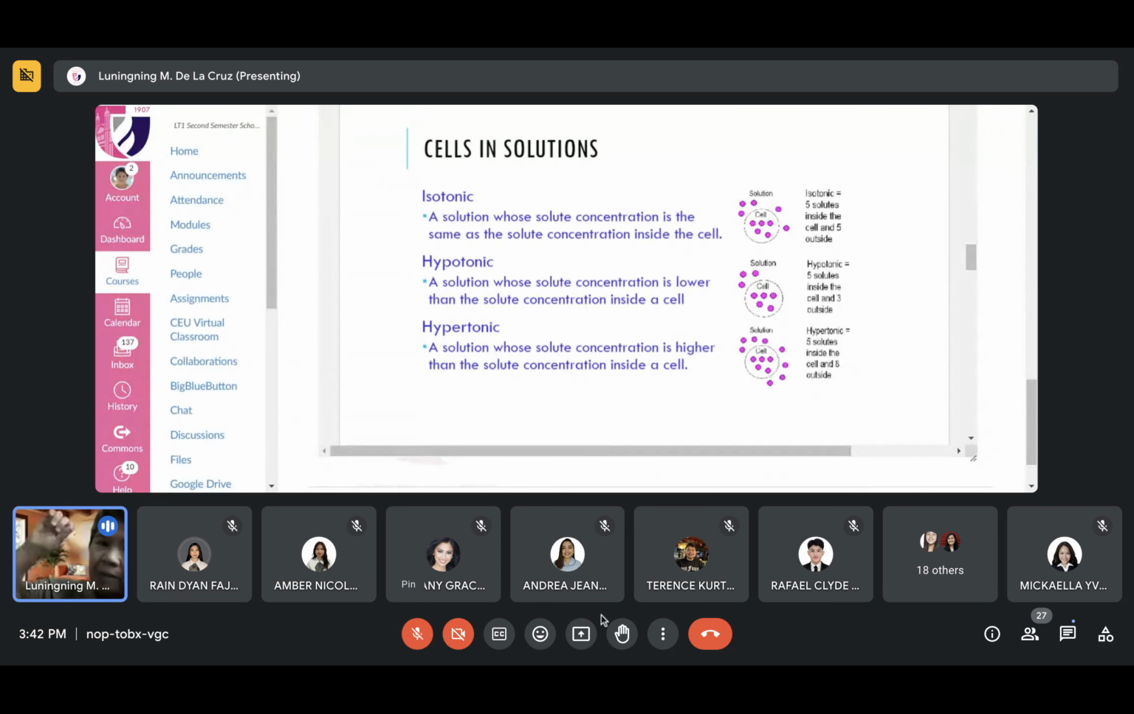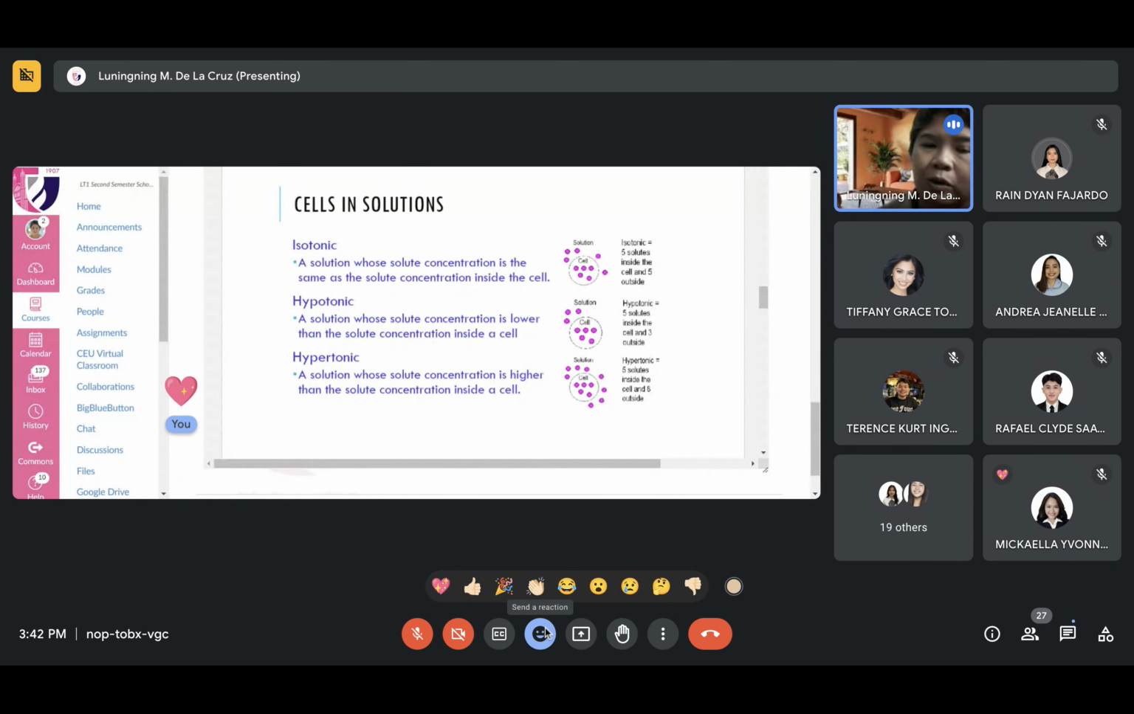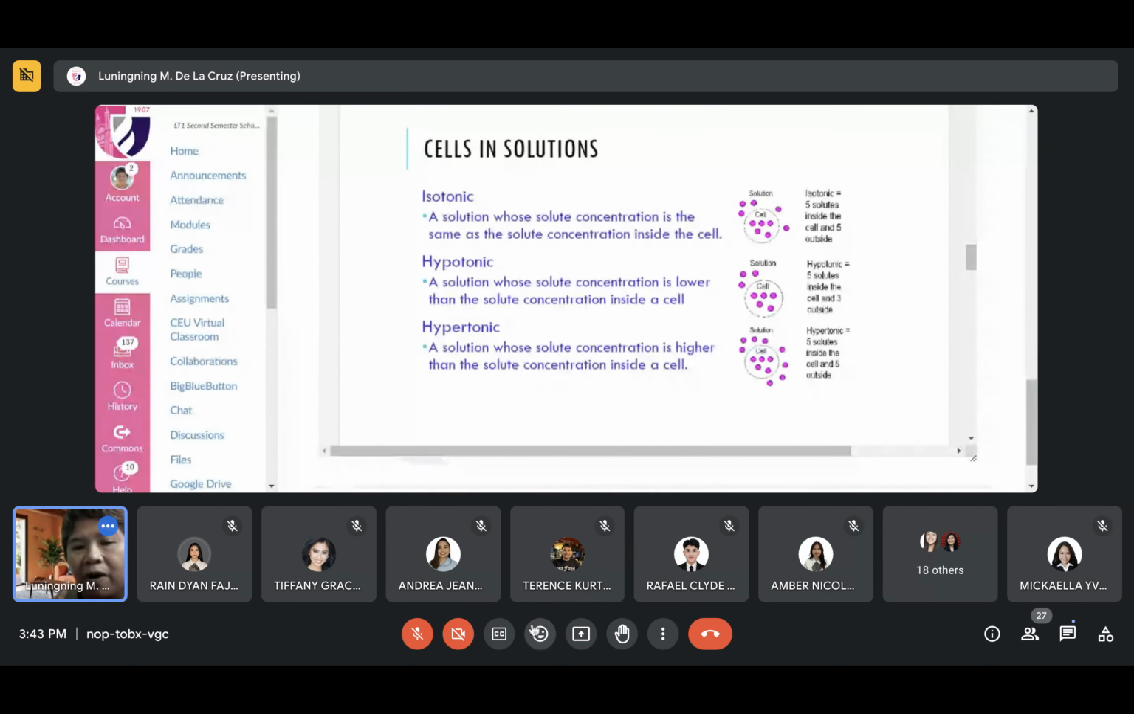Those are eye droplets. Those eye droplets have the same solute concentration as that of our eyes. Once before, when our eyes get tired and it gets red, we sometimes put a drop of IMO in our eyes to refresh our eyes. And that IMO is an example of an isotonic solution.